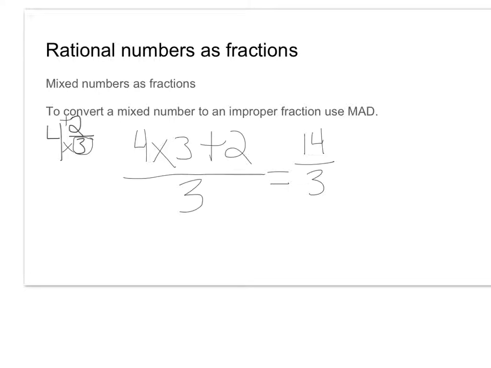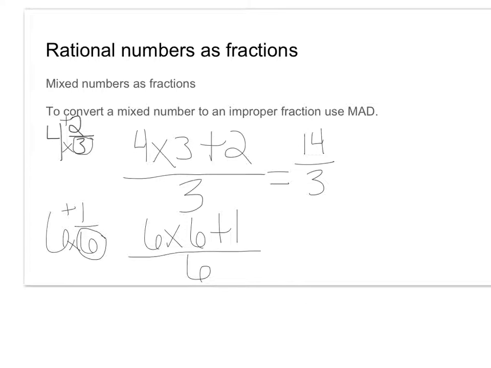Let's do another example. If I have 6 and 1/6, again, I would multiply the whole number by the denominator and add the numerator. Keep your denominator. To write this out, it would be 6 times 6 plus 1, and our denominator stays the same as 6. So 6 times 6 is 36, add 1 is 37, and keep your denominator. So that mixed number would be written as 37 over 6, and that is an improper fraction.